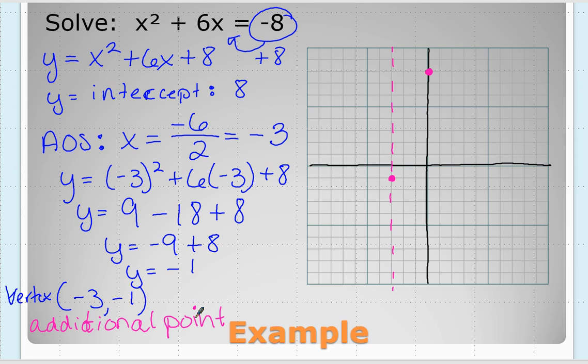So in order to do that, I'm going to substitute, I'm going to pick a number. I'm going to pick negative 2. So I'm going to take y equals negative 2 squared plus 6 times negative 2 plus 8. So with negative 2, my y is going to equal 0.